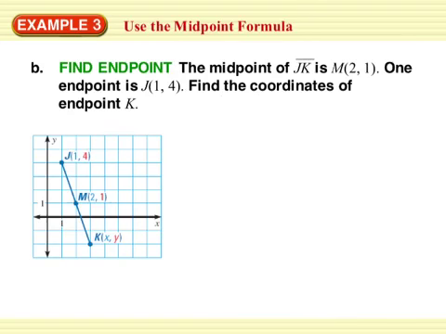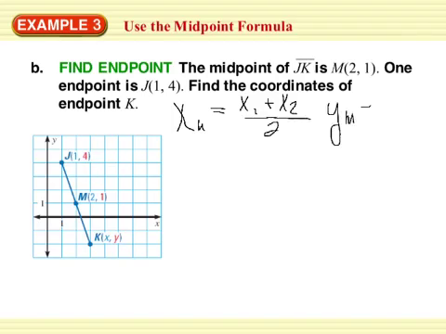Midpoint formula. Now this is where it gets harder. If you're given the midpoint and one endpoint, find the coordinates of the endpoint k. Okay, so we're given a midpoint and we need to find an endpoint. So we know that x, let me write in black, we're just going to label it x, the midpoint. X, the midpoint, is x1 plus x2 over 2. And then y, the midpoint, is y1 plus y2 over 2.